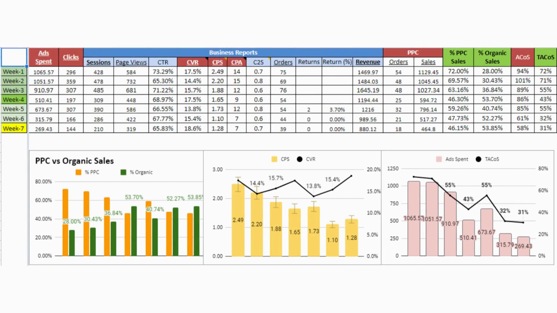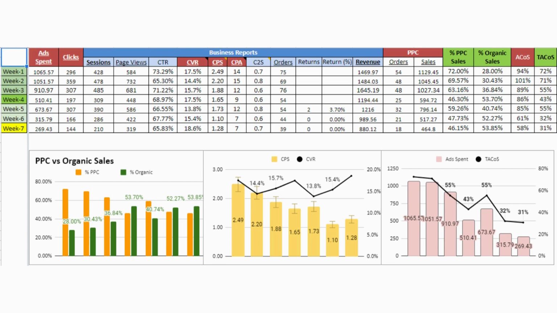In today's session, I'm going to show you the real results of one of the brands that we launched in the recent period. In this session, I'm going to speak about all the key metrics that you need to monitor and track, especially when you're launching your products for the first time on Amazon.